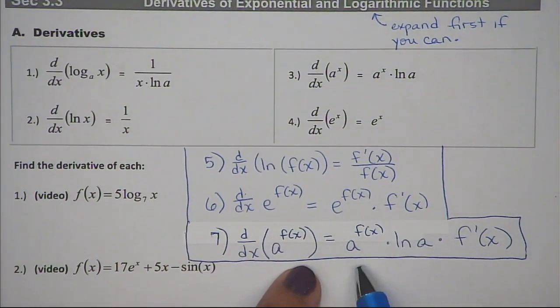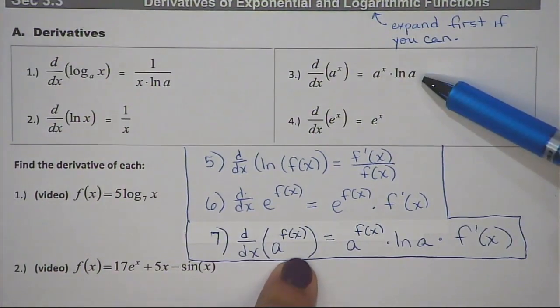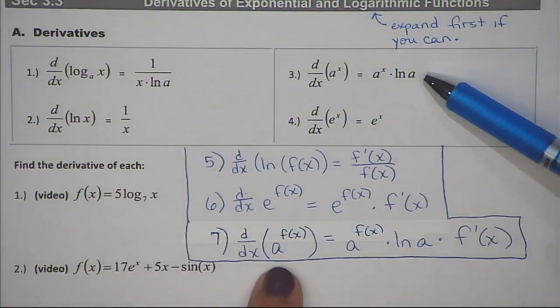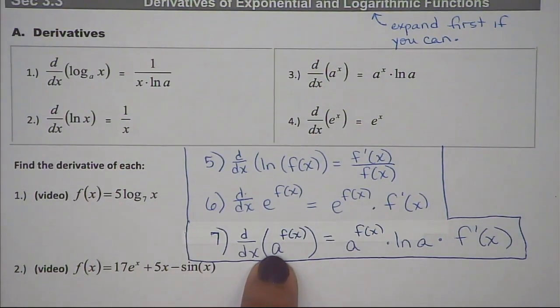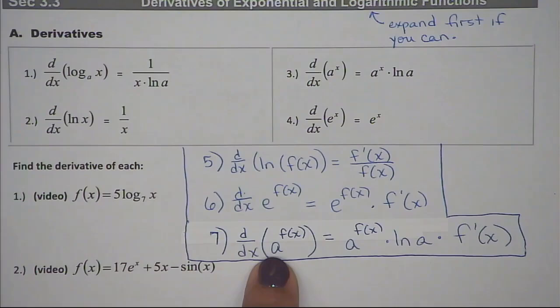Okay. All right, and then I added, you can see I whited out and added one more. So number 7 is kind of the extension to number 3. So if you have the derivative of a to a power, where a is a constant, so like 7 to the 5x or 3 to the 2x plus 1, a is a constant, not x.